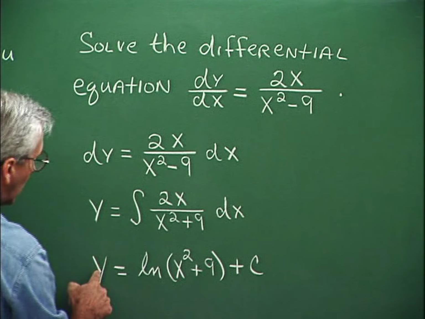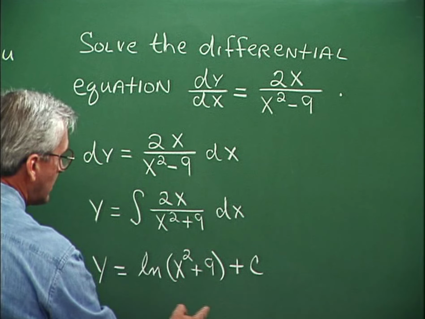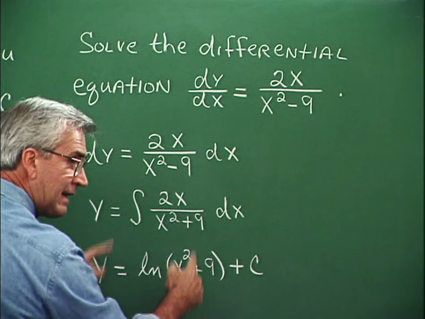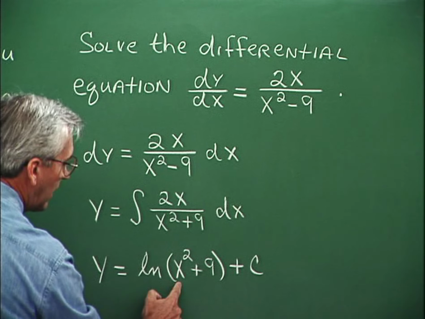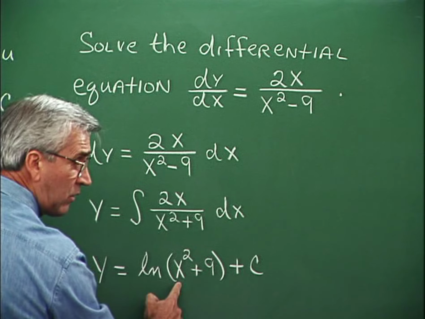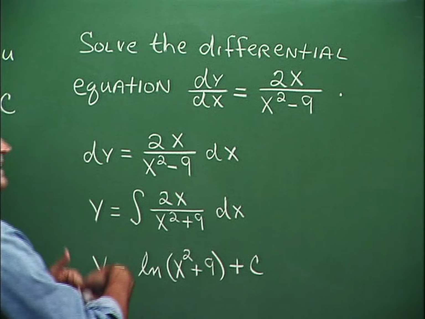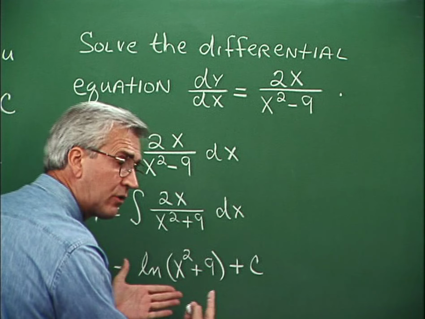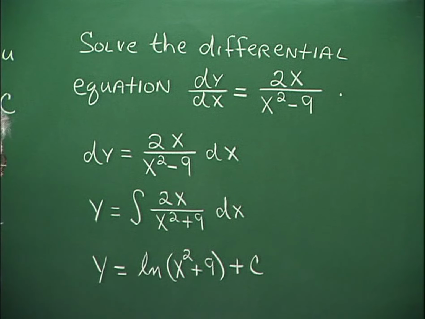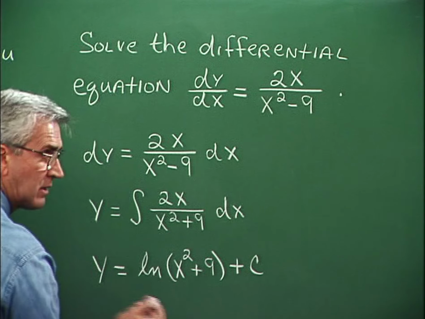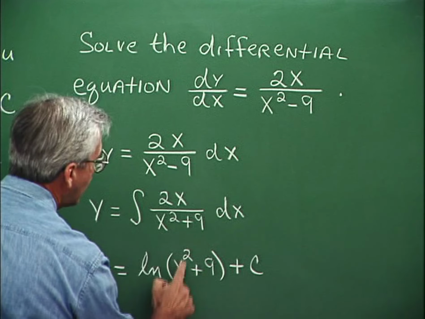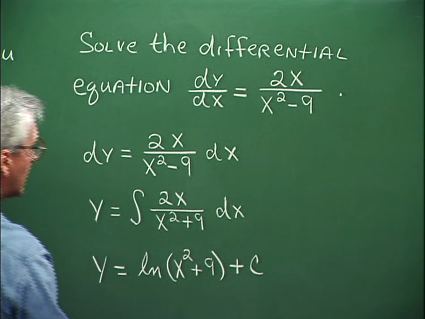So y then is the natural log of the absolute value of the denominator. We don't need the absolute value, though, because we have the x squared involved. Or maybe it's more accurate that we have the x squared involved and we don't have a first degree x term in order to cause this to possibly become negative. At any rate, x squared plus 9 and then plus the constant.